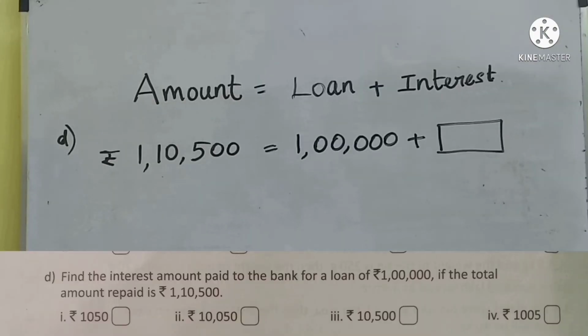D question. Find the interest amount paid to the bank for a loan of rupees 1 lakh if the total amount repaid is rupees 1,10,500. So repaid amount is given, rupees 1,10,500. We have to find the interest. Here also amount is bigger than these two numbers. We are going to find interest, so by doing subtraction you can find the answer. So do it yourself.